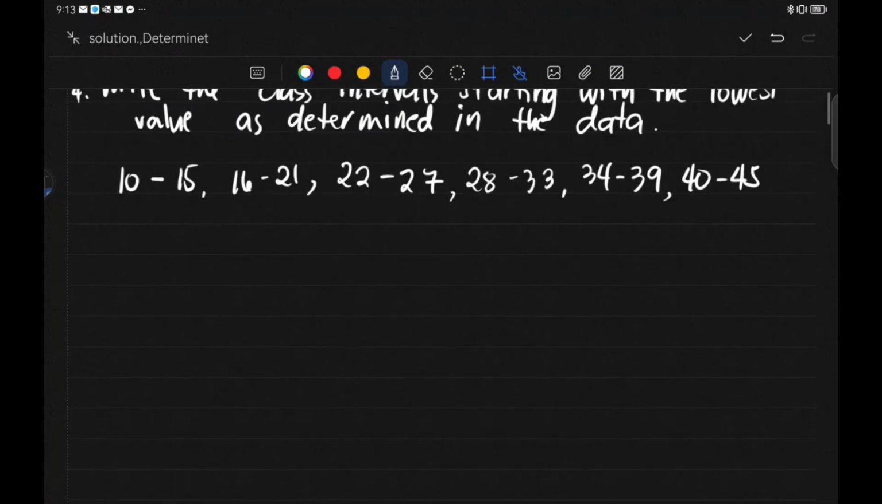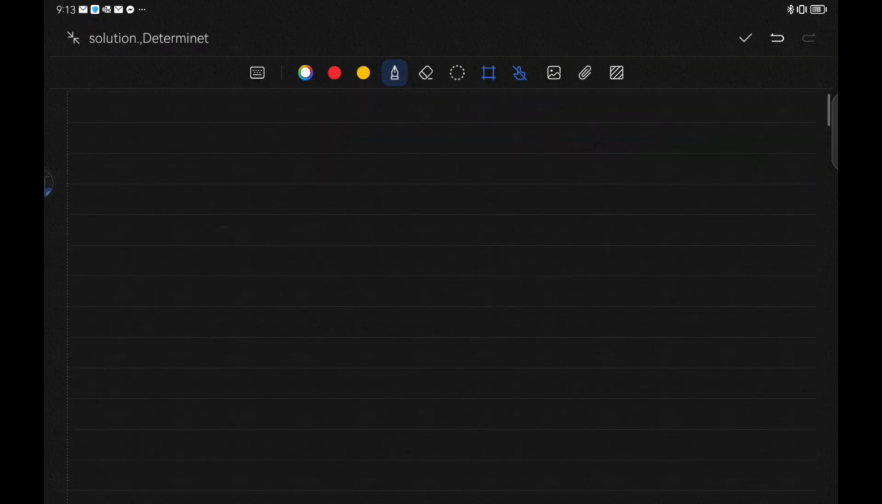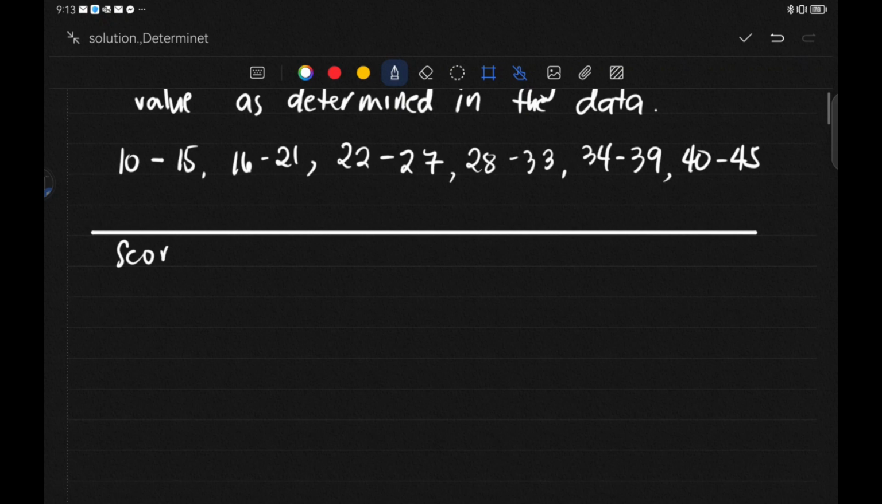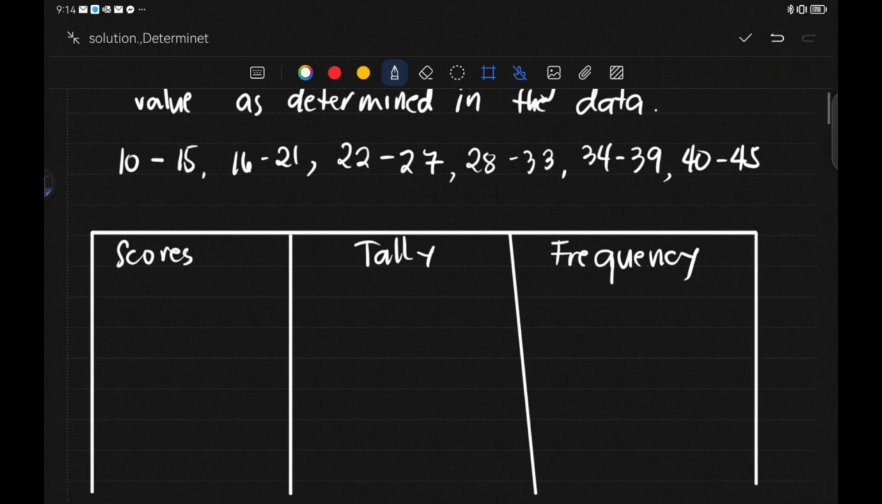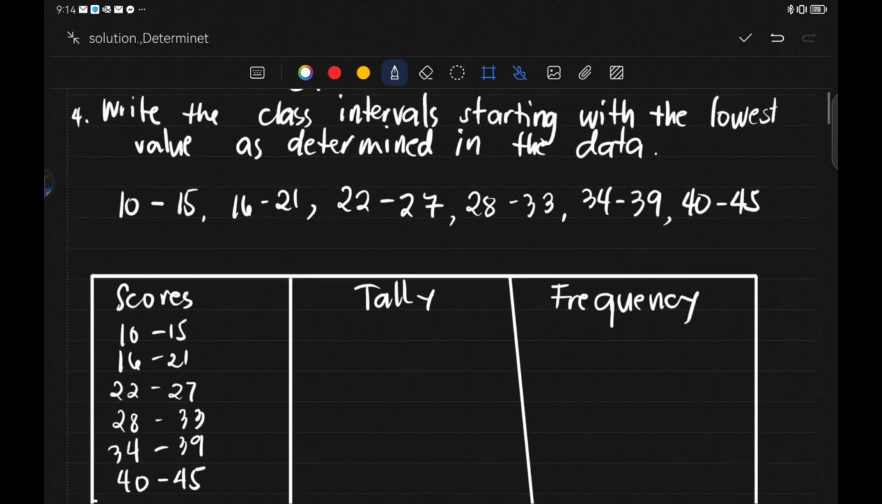Step 5, tally the corresponding number of scores in each interval, then summarize the results or sum up the tallies under the frequency column. So we need to create the table. We have here the scores, the tally, and the frequency. So the scores are 10 to 15, 16 to 21, 22 to 27, 28 to 33, 34 to 39, and 40 to 45.